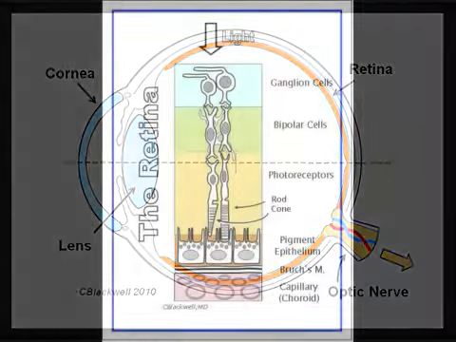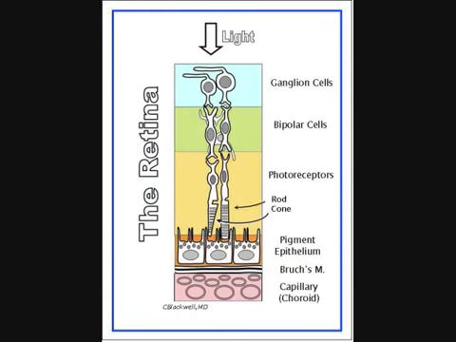Here is a diagram of the layers of the retina. It's a little confusing because light, entering from the top, has to pass through all the inner cell layers before it reaches the light-sensing cells, the rods and cones. But that's the way it's organized. Immediately under the photoreceptors is a layer of pigment cells. This is very important because it supports the metabolism of the photoreceptors.